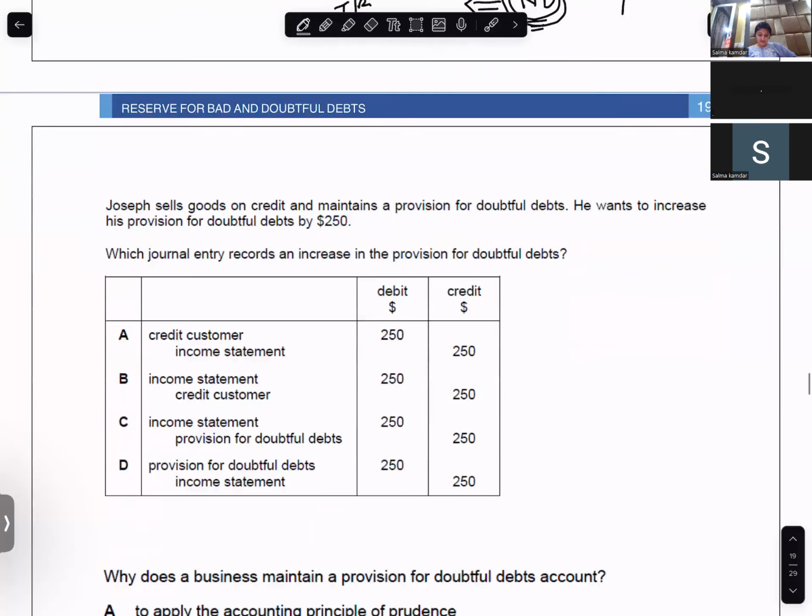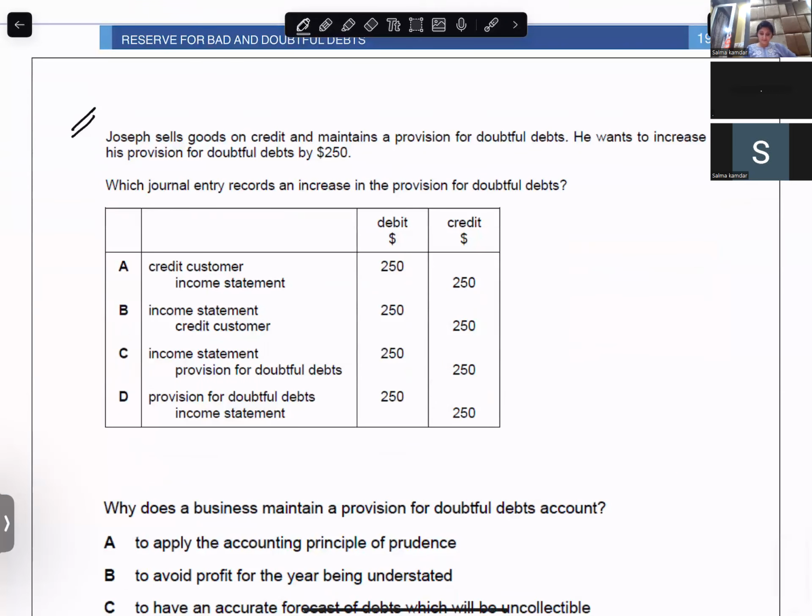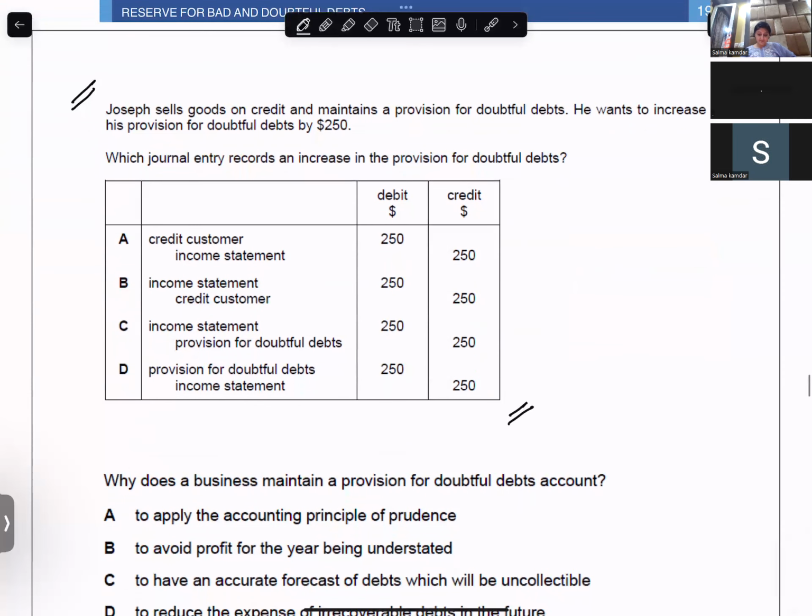Okay, miss. Come on, read this. Joseph sells goods on credit and maintains a provision for doubtful debts. He wants to increase his provision for doubtful debts by $250. Which journal entry records an increase in the provision for doubtful debts account? It will be income statement debit and provision for doubtful debts credit. Option C.